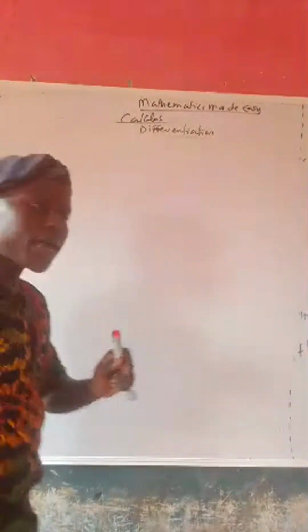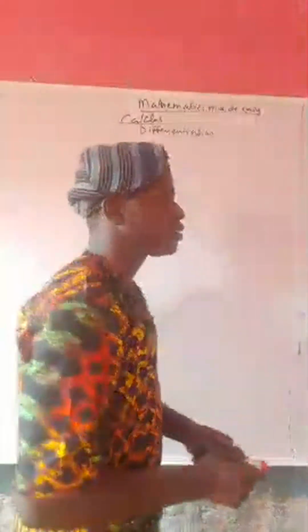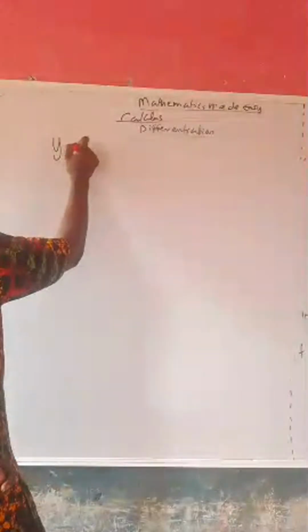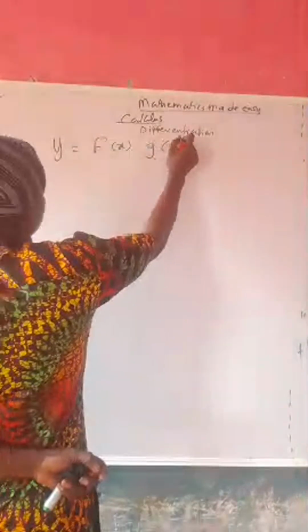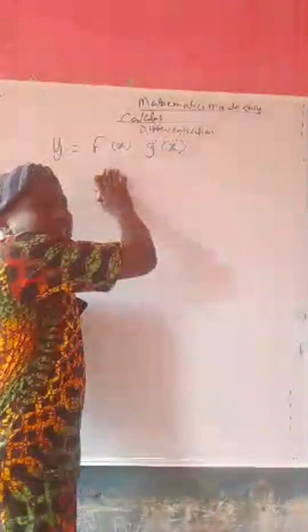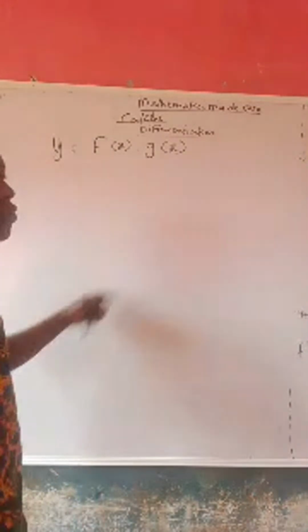So that is that about chain rule. Okay, so let's talk about the product rule. Product of two functions. So it's in this form: we have y equals f of x multiplied by g of x. This is a function f of x. Here's another function g of x. Product of functions. So how do we differentiate products of two functions?